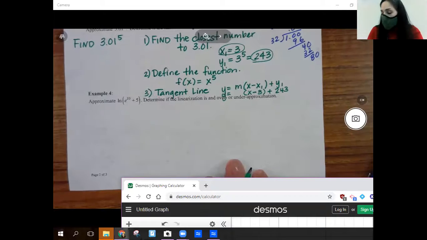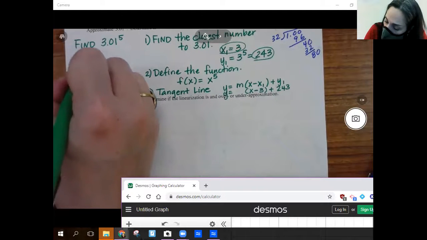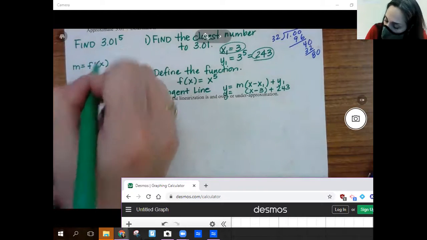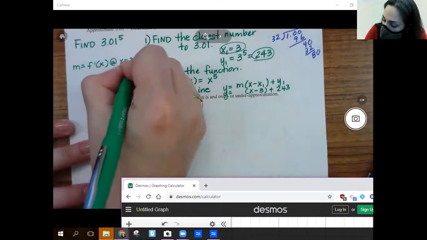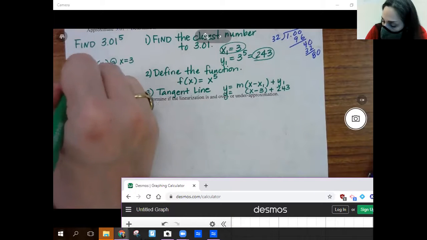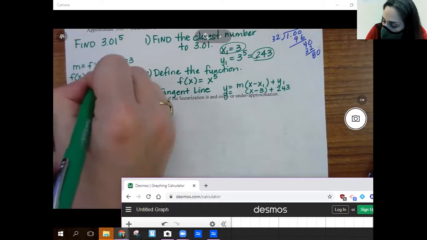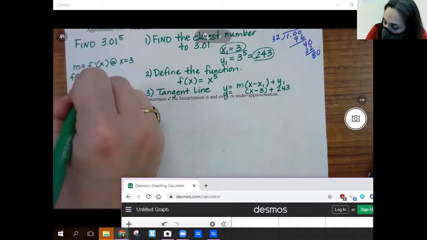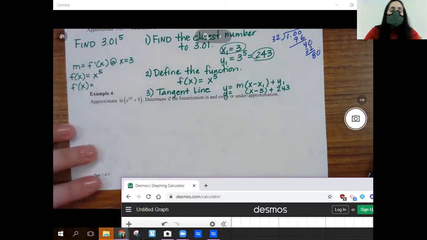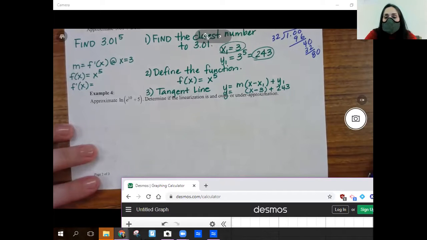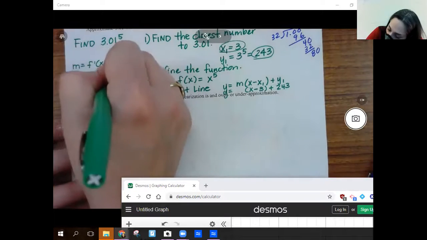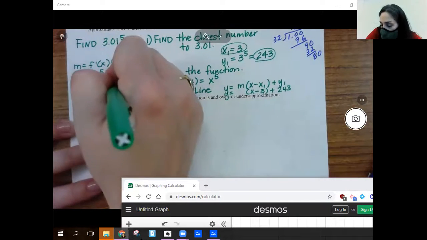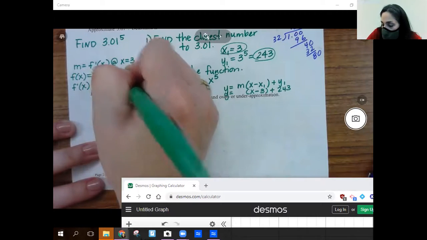The m, we need to do some work. So the m is going to be the derivative evaluated at x equals 3. So if f of x is x to the 5th power, everybody, what would be the derivative? Five x to the 4th. Yep, thank you. And then we're going to evaluate that at x equals 3.